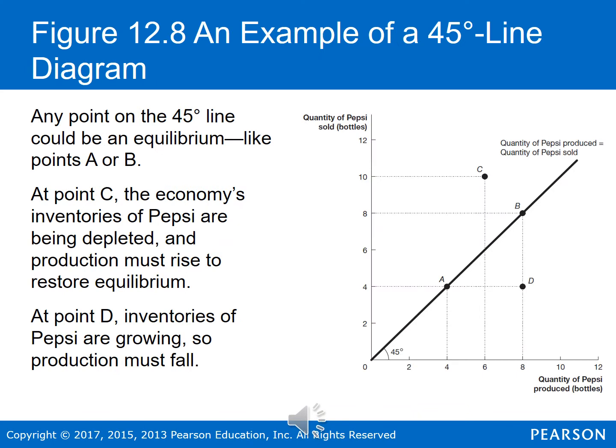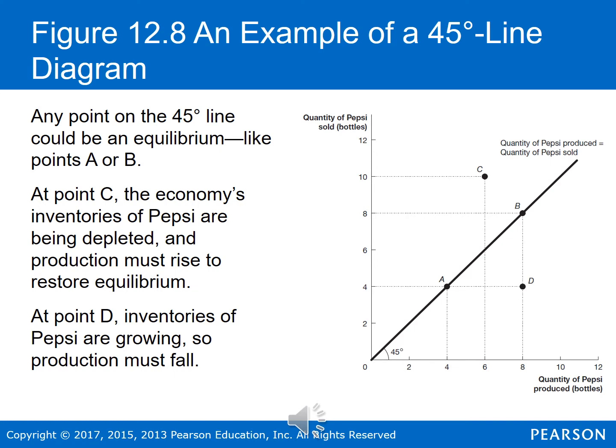So here we have an example of a 45-degree line diagram. The line on the diagram forms an angle of 45 degrees with the horizontal axis, which is why we call it the 45 degree. The line represents all the points that are equal distances from both axes. So points like A and B, where the number of products produced equals the number of products sold, are on that 45-degree line. The economy's inventories of Pepsi are equal to the quantity sold of Pepsi at A and B, and anywhere on that 45-degree line.